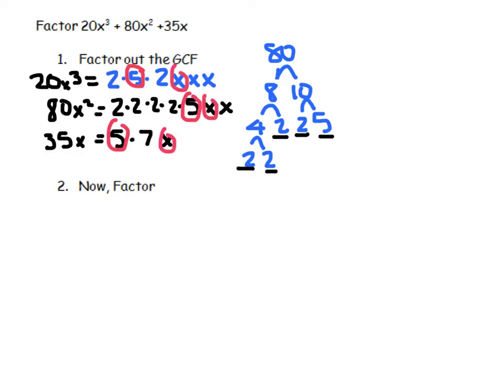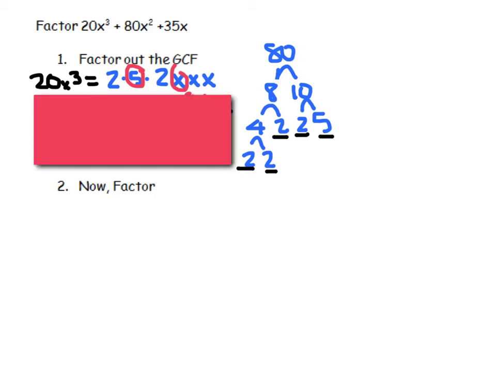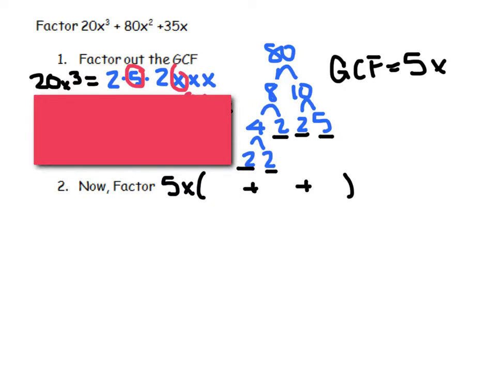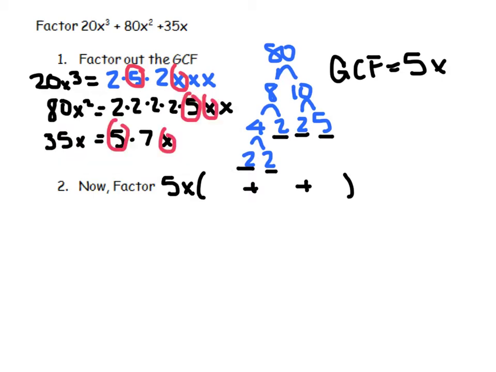Now remember here, this is where you're going to cover everything up and only look at one row to write our answer, and the GCF is 5x. So let's rewrite our new problem now. 5x goes on the outside. I'm going to have a plus and a plus on the inside, and we have everything we didn't circle, which is 4x squared.